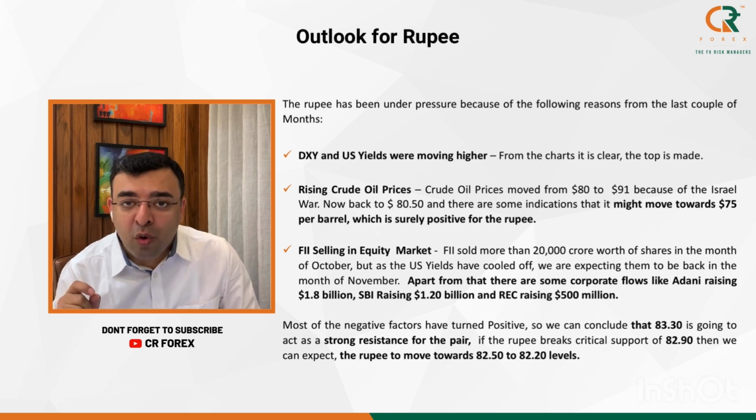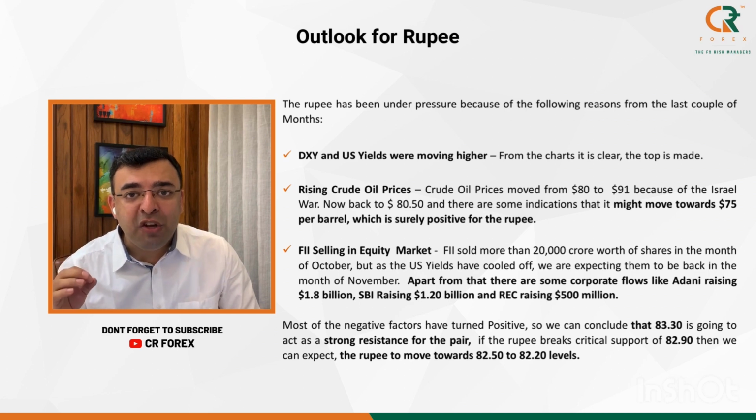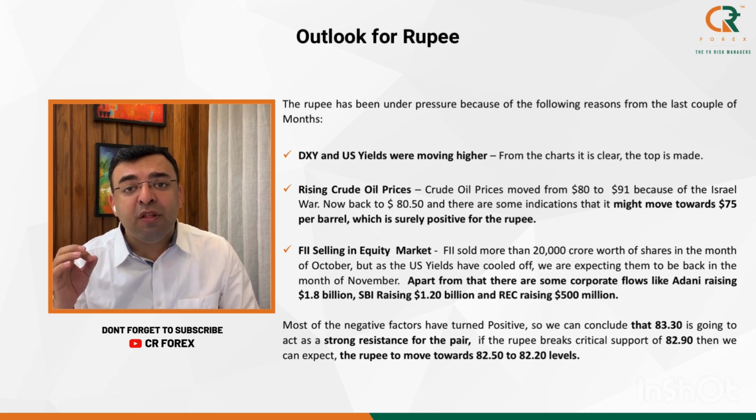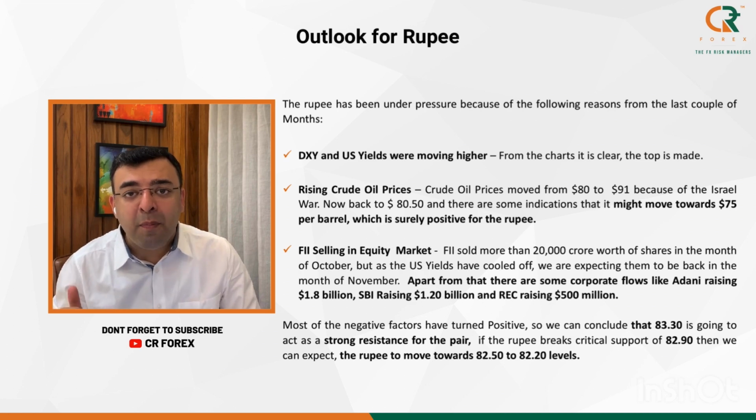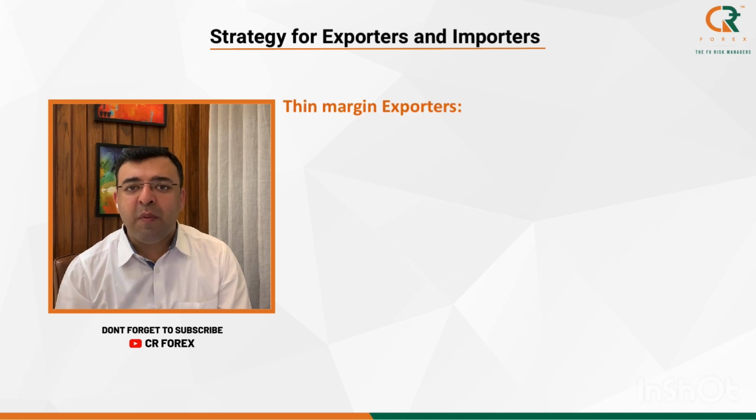So we can conclude that 83.30 is going to act as a very, very strong resistance for the pair, and if 82.90 is broken, then we can expect the pair to move towards 82.50 to 82.20 kind of level in coming days. Now let us discuss strategy for thin margin exporters like agri exporters or chemical exporters.